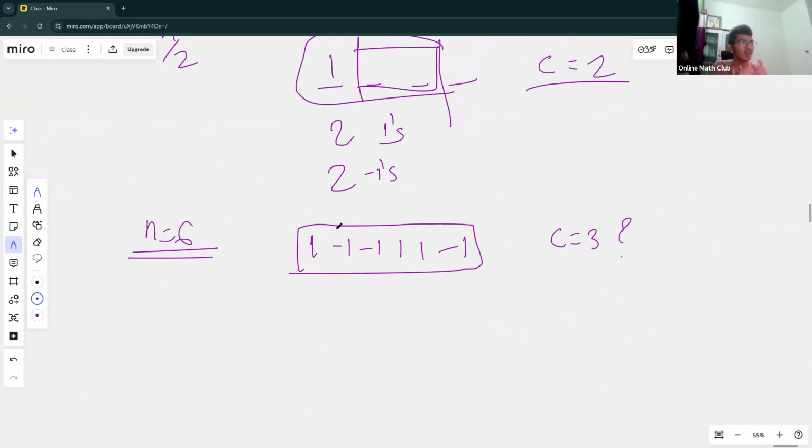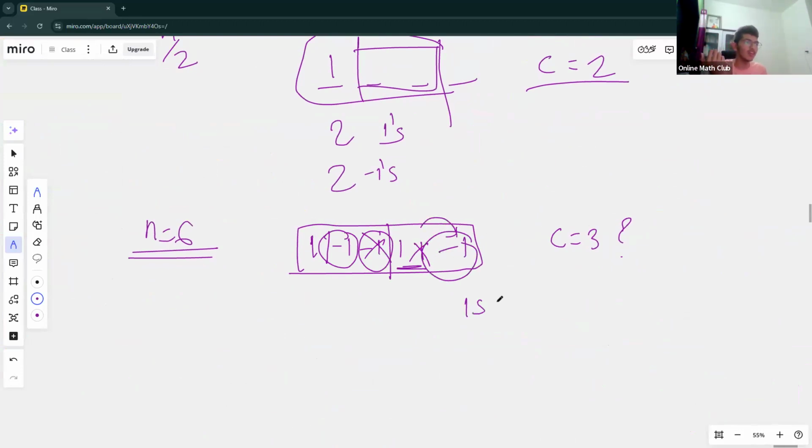So for 6, what can we see? C here cannot be more than 2, I think, because the maximum. Suppose you cover this minus 2, you select this and this, you have to select one of these. So the minus 1 will cancel with some 1, and then you can select one more minus 1.